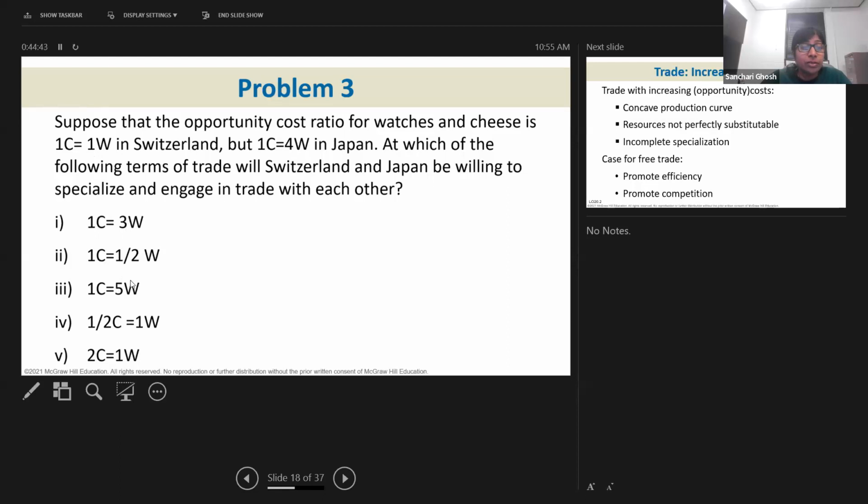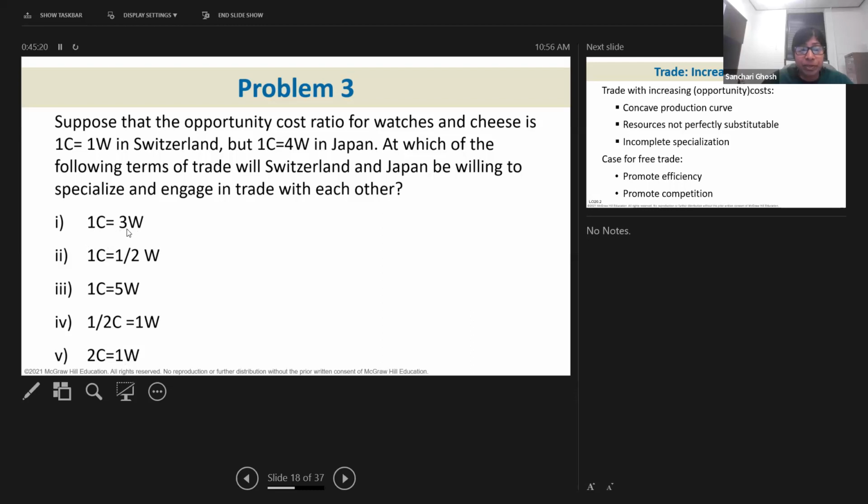So 5 watches, number 3, is out of the question, cannot be the terms of trade. For these, it was 2 cheese equals 1 watch, so it is like half a watch, which is good for Japan, but not good for Switzerland. If you export 1 cheese, you're only getting half a watch. And the same thing for number 5. So 1, 2, and 4 are acceptable, 3 and 5 are not acceptable. Number 1 is acceptable for both.